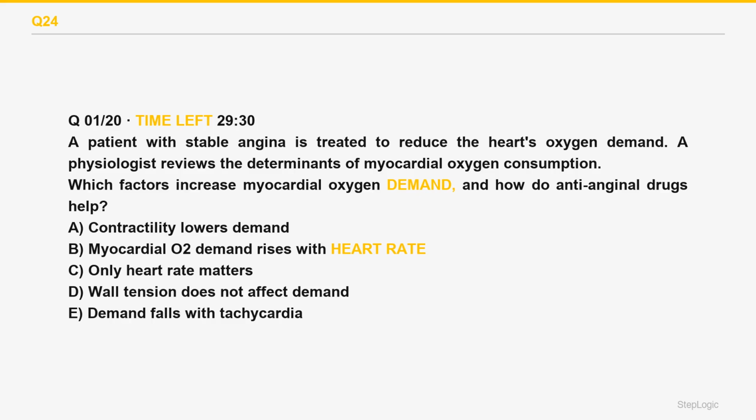Which factors increase myocardial oxygen demand and how do anti-anginal drugs help? A patient with stable angina is treated to reduce the heart's oxygen demand. A physiologist reviews the determinants of myocardial oxygen consumption. Read the command: factors increasing demand and how drugs help. Heart rate, contractility, wall tension; beta blockers and nitrates reduce them.